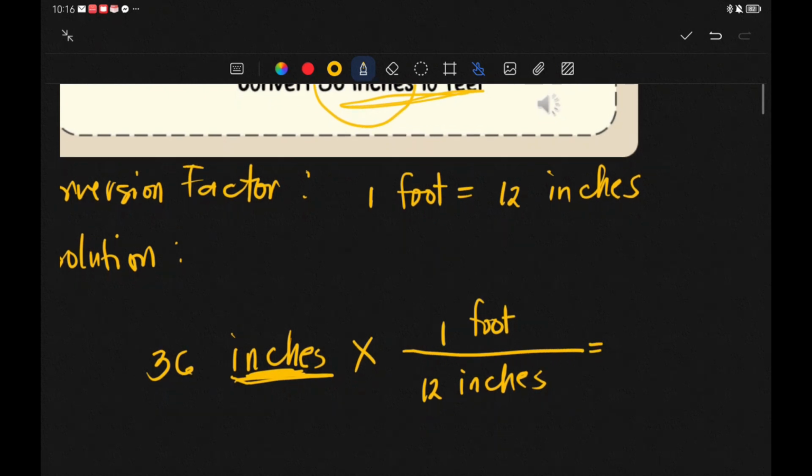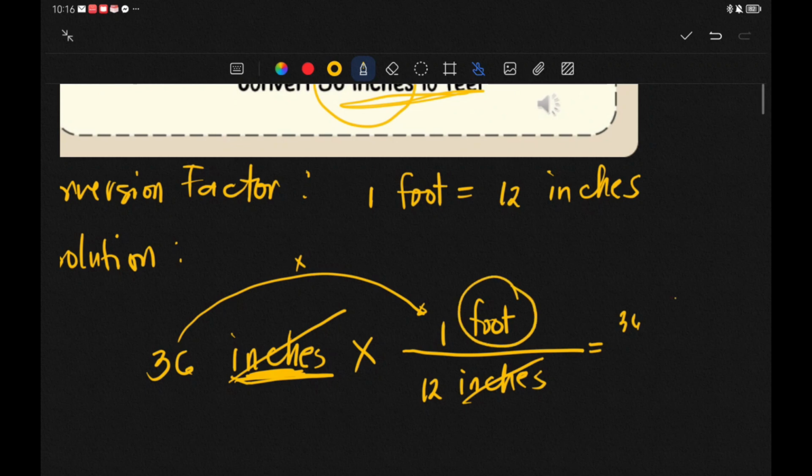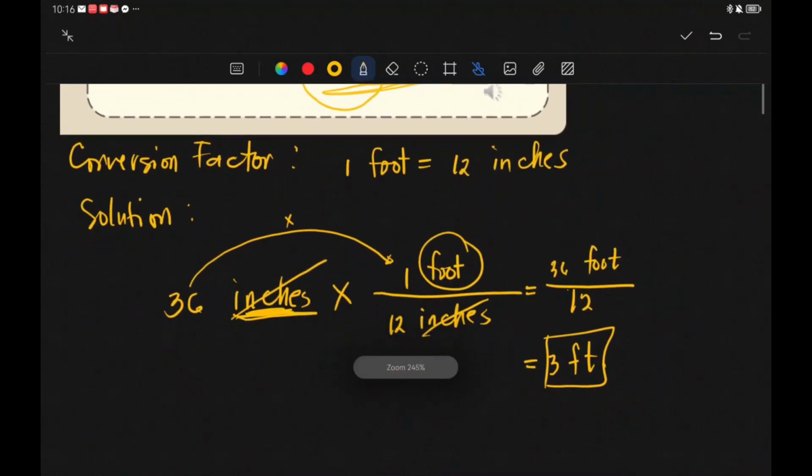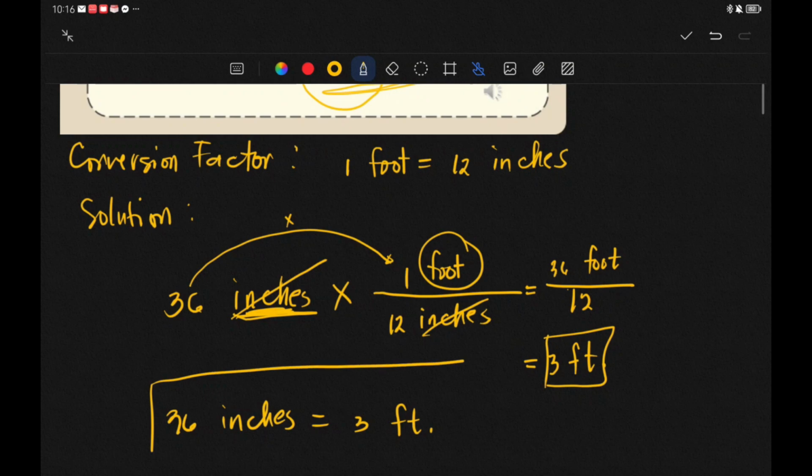That is 36 times 1, multiplied, that is 36. You can eliminate the inches. What remains is foot. So we have 36 foot over 12. When we divide 36 and 12, the answer is 3. So we have here 3 feet. Therefore, 36 inches is equal to 3 feet. This is your answer.